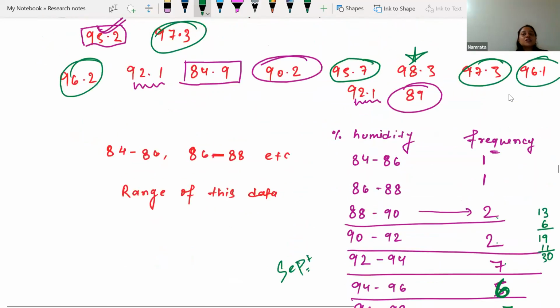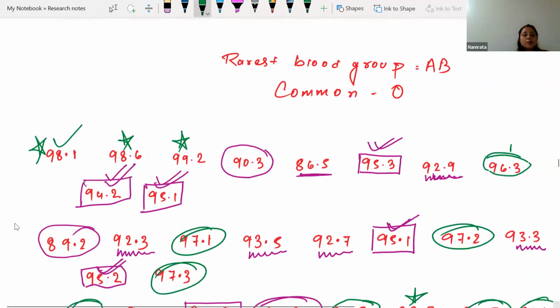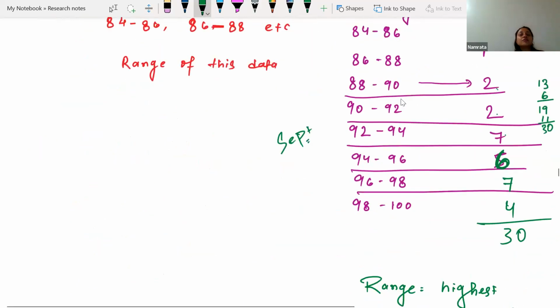Now, one thing you must keep in mind, that after listing down the frequency, please add it to check whether it's coming out as 30 or not. What exactly is 30? These are the data of a month, like 30-day data. So that's why after adding the frequencies, 30 must come out. If you are getting more than 30 or less than 30, that means you need to check your frequency table.